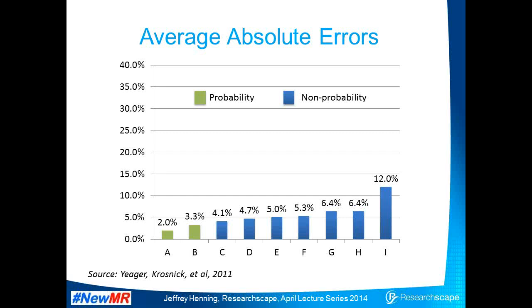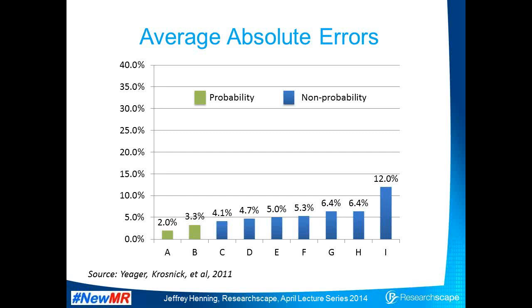This was from the 2011 paper. So this was a range of sources that he used. Source A was a telephone probability sample. B was a probability panel, which I'll be talking about in a little more detail next. And then the rest were online panels. All had 950 responses and up. I think the median size was 1,100 responses for each of these. And you can see that the average error differed dramatically.